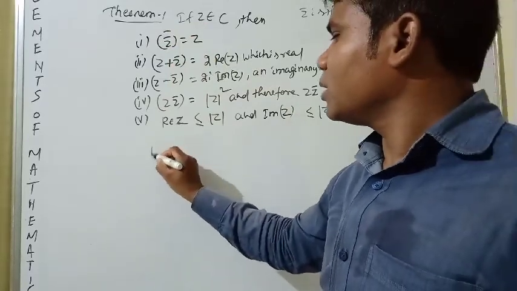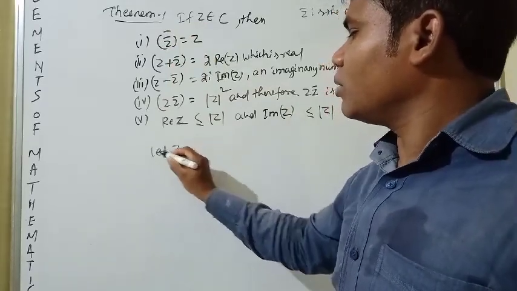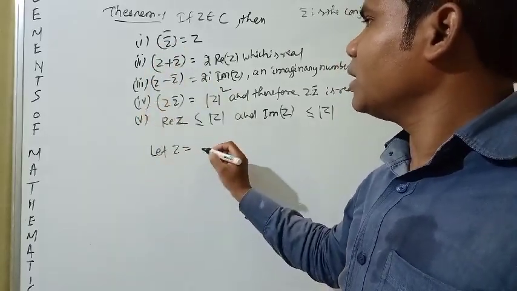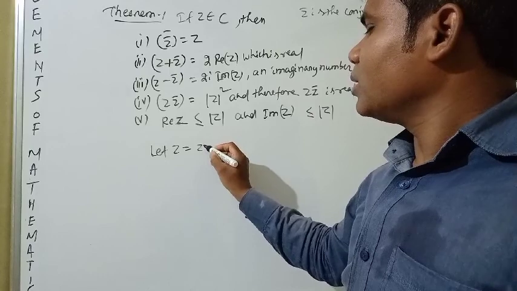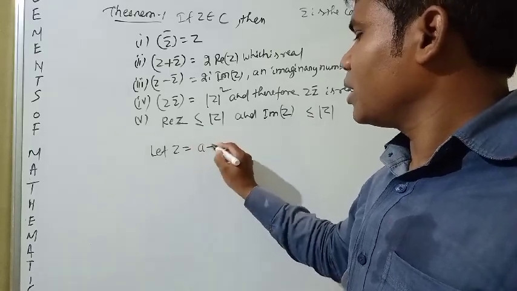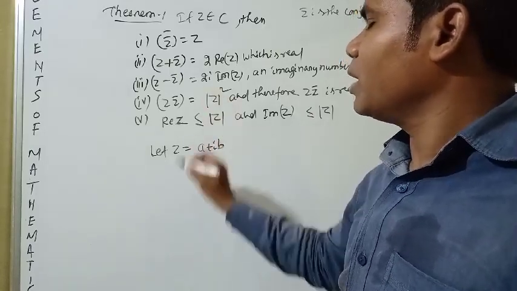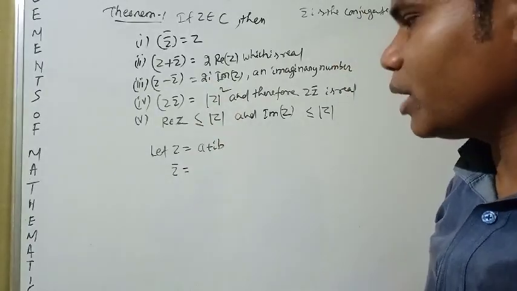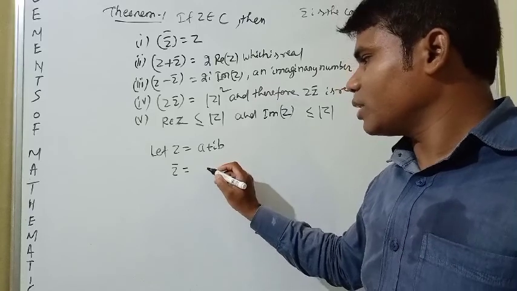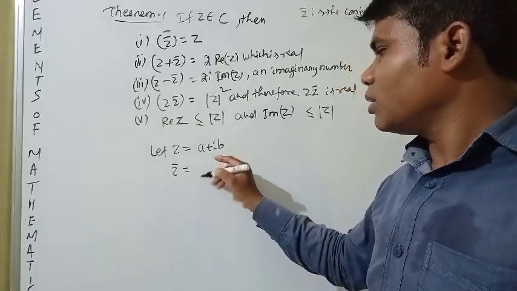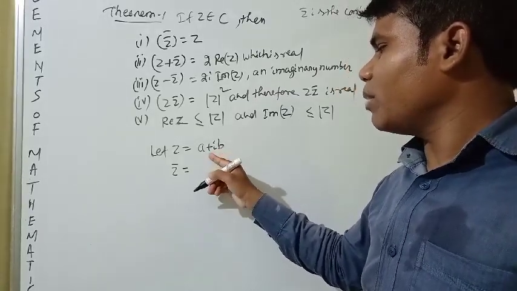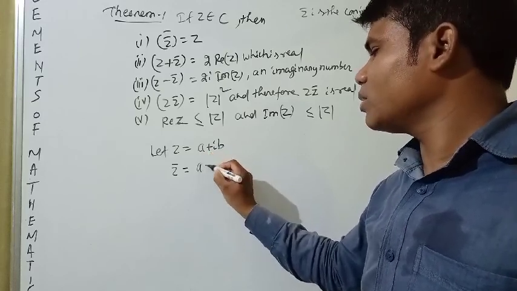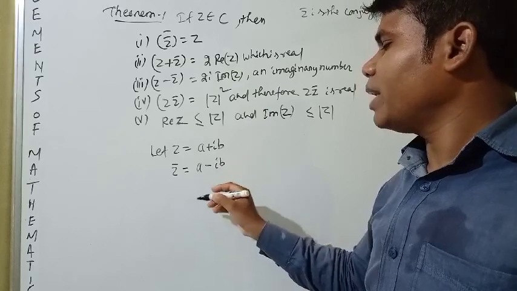Here some 5 properties are given. Let Z is equal to A plus IB. Z bar means the conjugate of Z. Conjugate means I only change the sign of the imaginary part. The imaginary part sign is plus, so I change it to minus.